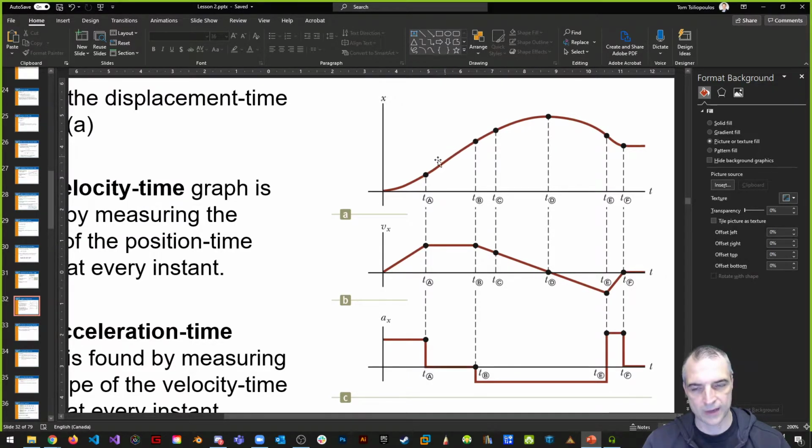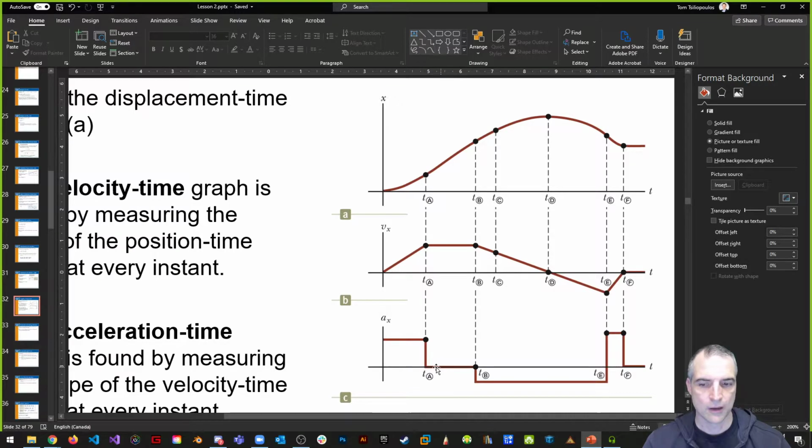Although it seems that my position did change physically from here to here. My time changed, and so did my position on the x-axis. But my velocity stayed constant, right? Position changed, velocity stayed constant. I have zero acceleration. That's what this means.